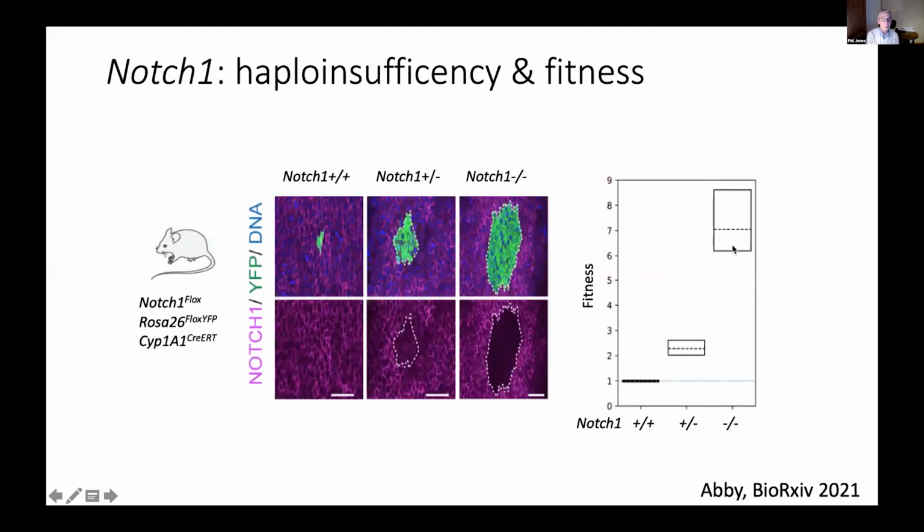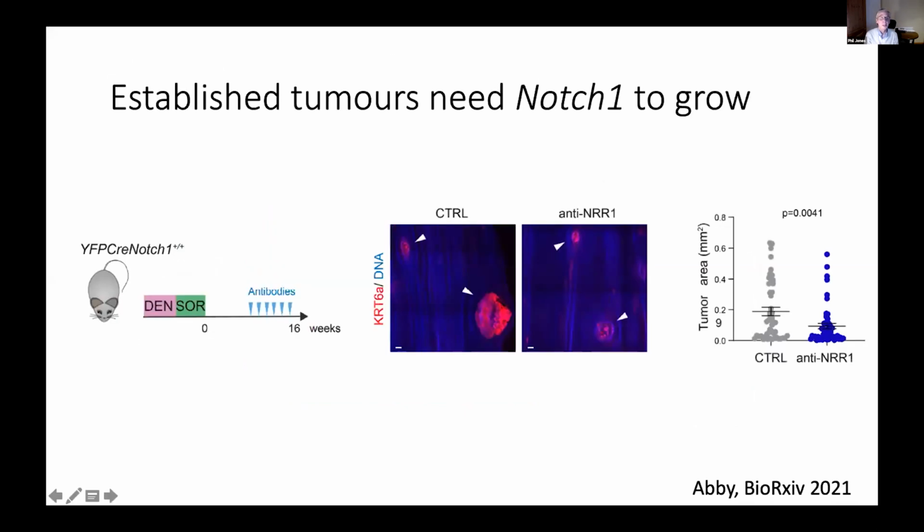And the reason that's happened is that when you have one mutated allele, it's haploinsufficient. There's a moderate increase in fitness and those clones outcompete wild type cells in your esophagus. When you lose both alleles, it's a hugely better competitor and Notch1 null clones take over your esophagus. And the reason that those don't give you cancer is that established large tumors need Notch1 to grow.